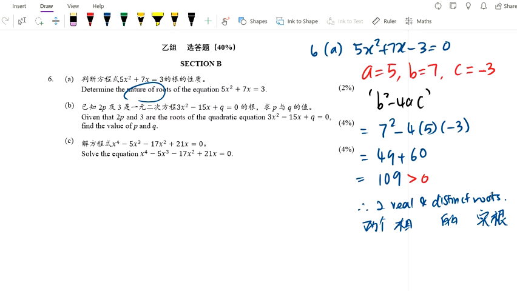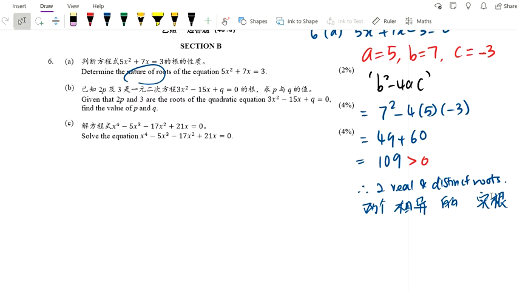Then for question number b, given that 2p and 3 are the roots of a quadratic equation 3x squared minus 15x plus q equals to 0, then find the value of p plus q. Again, this is another subtopic in your quadratic equation. For this question, we need to use the concept of sum of roots and product of roots.